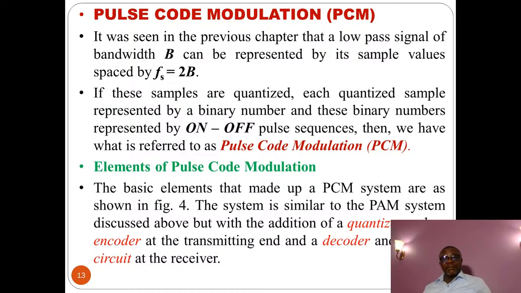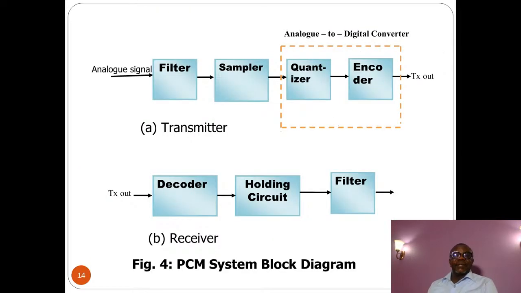Now, what are the elements of this pulse code modulation? The basic elements that make up a PCM system are as shown in Fig 4. The system is similar to the pulse amplitude modulation system discussed earlier, but with the addition of a quantizer and an encoder at the transmitting end and a decoder and holding circuit at the receiving end. That is the block diagram for that.